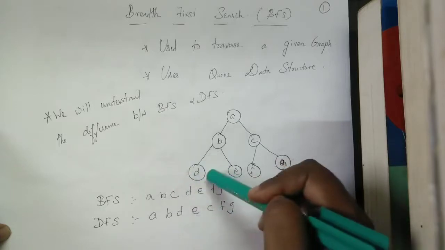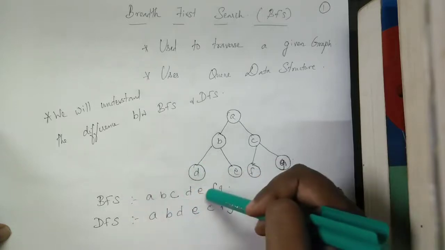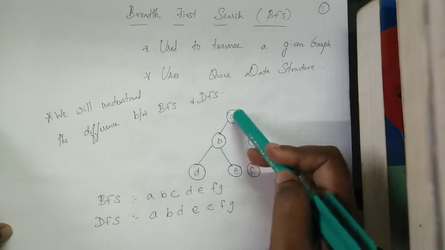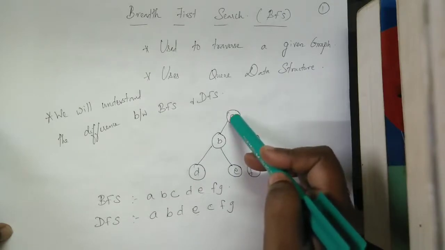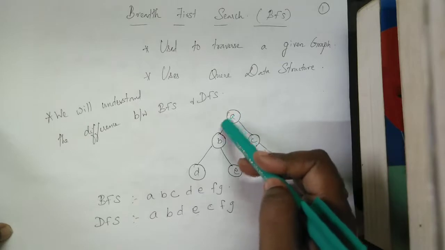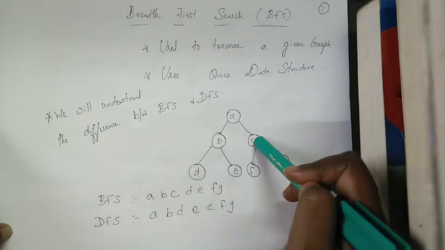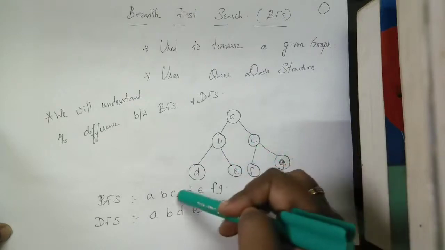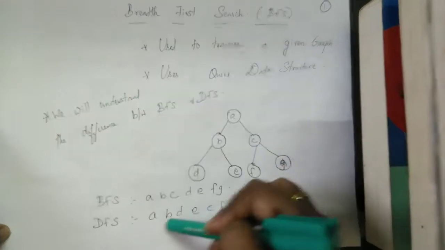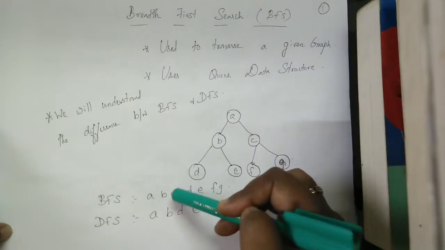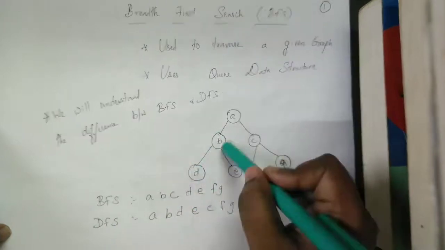Now we will understand how BFS works. We'll start from A. We can start from any vertex. We have to explore the adjacent vertices of A, which are B and C. So B and C are added to the output. That's how it differs here. We were adding D there, whereas we are adding C here.